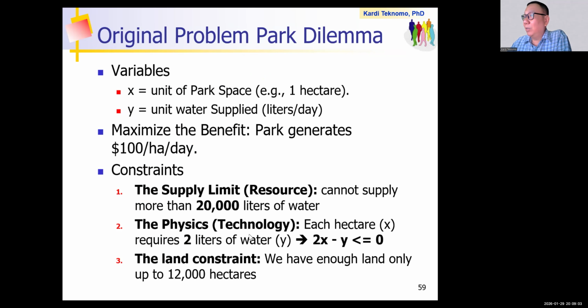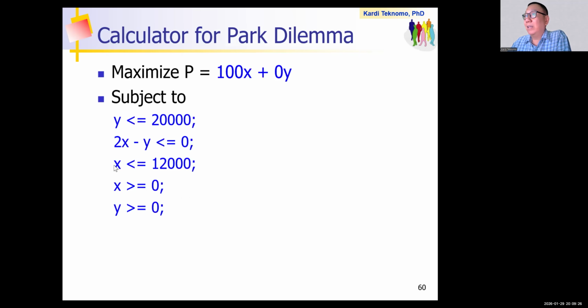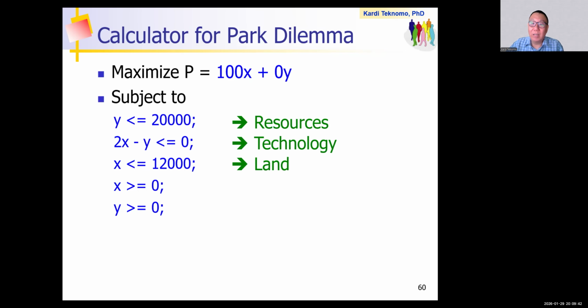And then the technology or physics constraint. Each hectare requires 2 liters of water. So in this case, you just put this constraint there. The last constraint is the land. You have only enough land up to 12,000 hectares. So there, X must be less than 12,000. The last two you don't need to type, it's automatic. So you practically only type the three constraints there, which are the resources, the technology, and the land.